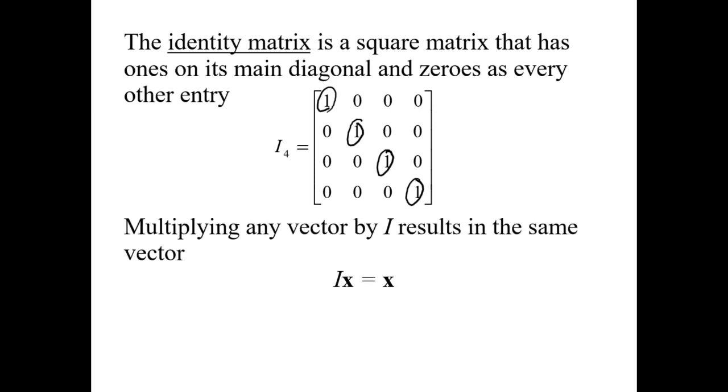And then finally here, multiplying any vector by I results in the same vector. So I times X is just X again. It's basically like multiplying by the number 1. That's what the identity is.